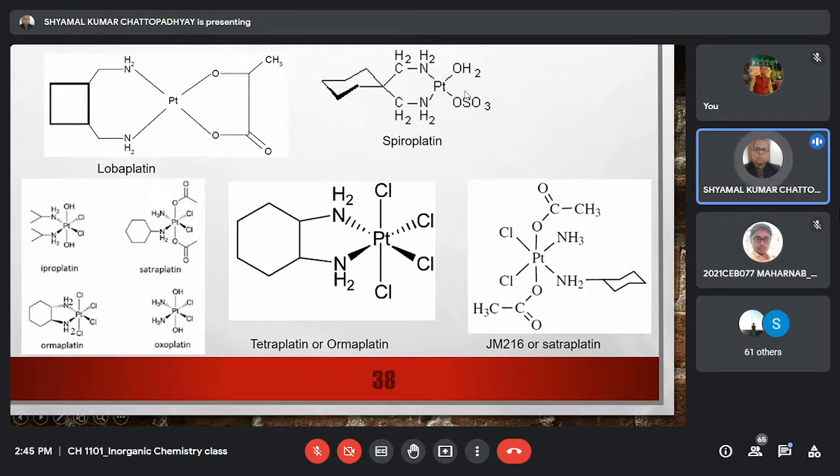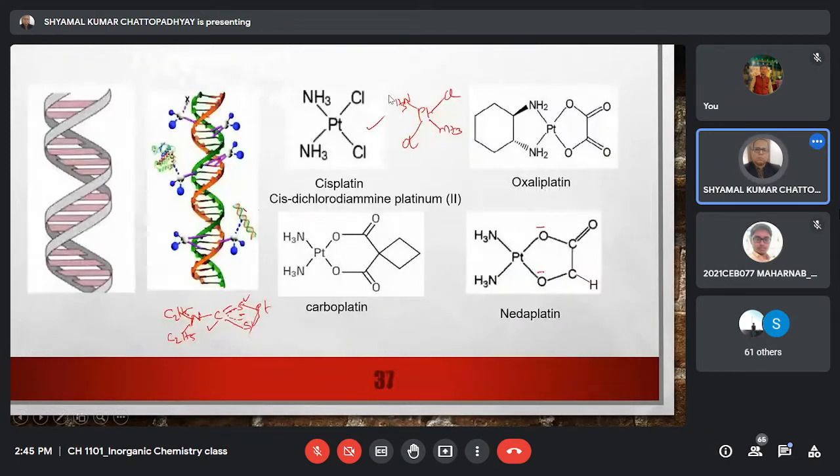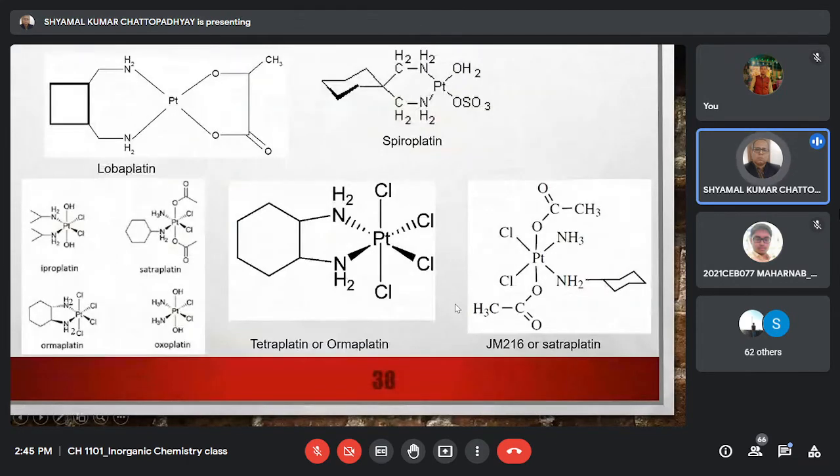Now the advantage of spiroplatin is that because of the presence of water and sulfate, it is more water soluble, right? So spiroplatin has more water solubility than say carboplatin or oxaliplatin or nedaplatin. So it is one of the most water soluble platinum anti-cancer compounds.